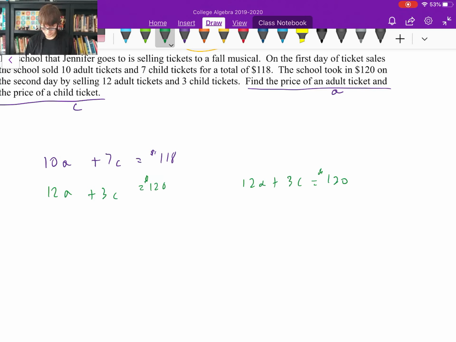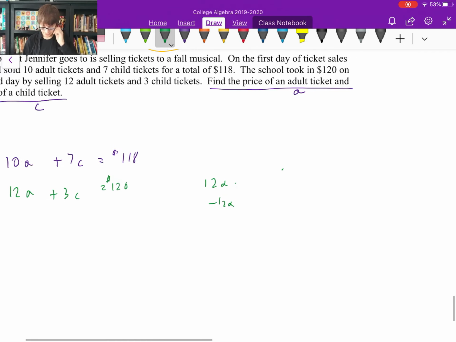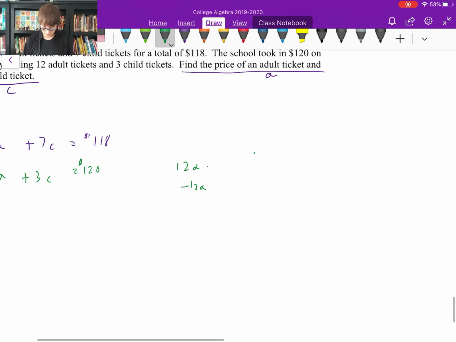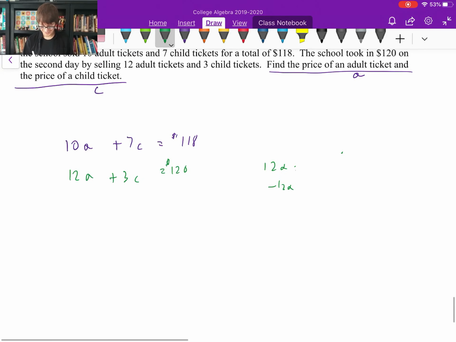We get, if we subtract 12A from both sides, we get 3C equals 120 minus 12. Ooh, what is happening to my whiteboard? Aw, bummer. I think technical difficulties. Oh no. Oh no.